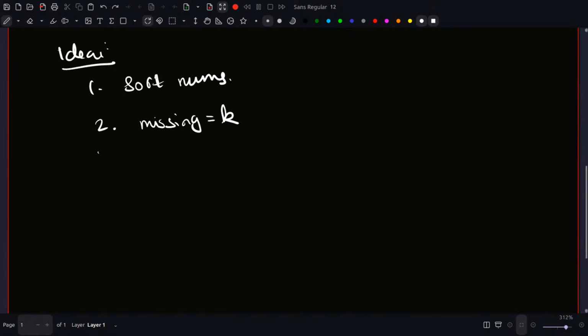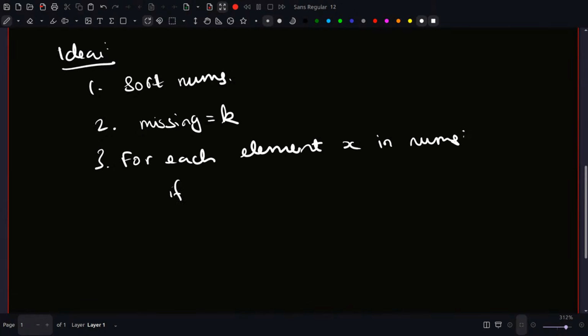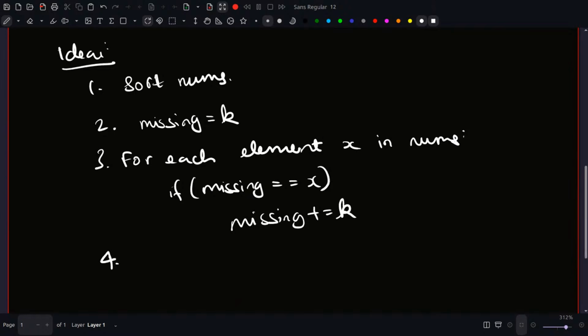Then, for each element x in nums, in order, right? We sorted it, so we're going to go in ascending order. For each element x, if it is equal to that missing value, so if missing is equal to x, then we can do missing plus equals k. Basically, if we have found the missing value, which was k initially, then we can increase it by k to the next multiple. And if we find the next multiple, then again we can increase it by k. And when this loop ends, it will have our answer, so we can just return this value.